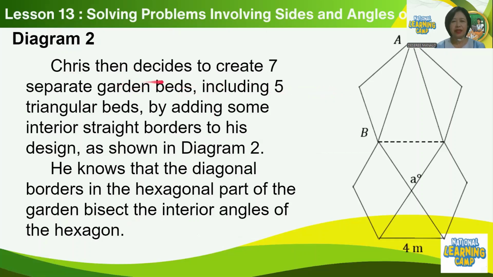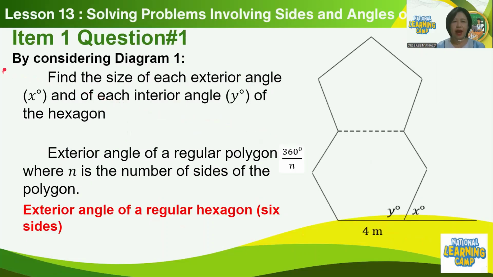Diagram 2. Chris then decides to create 7 separate garden beds, including 5 triangular beds, by adding some interior straight borders to his design, as shown in diagram 2. He knows that the diagonal borders in the hexagonal part of the garden bisect the interior angles of the hexagon. Okay, so for item 1, you can pause the video to answer these problems.